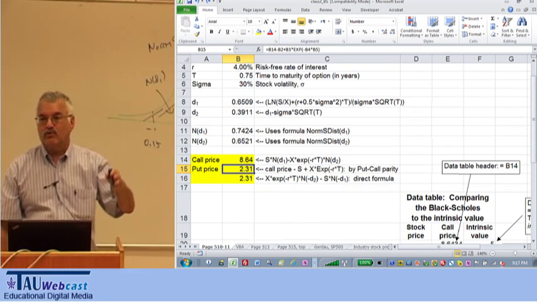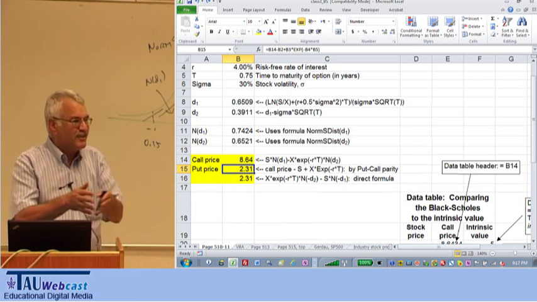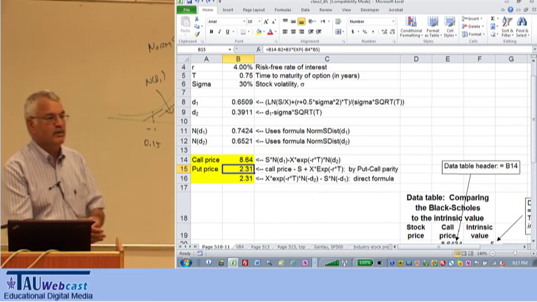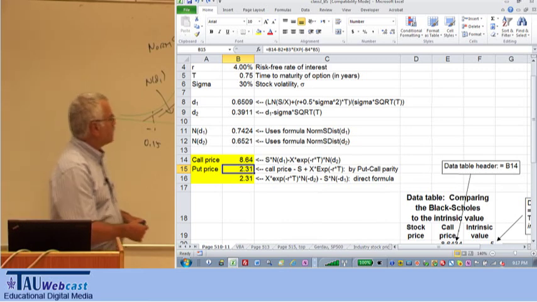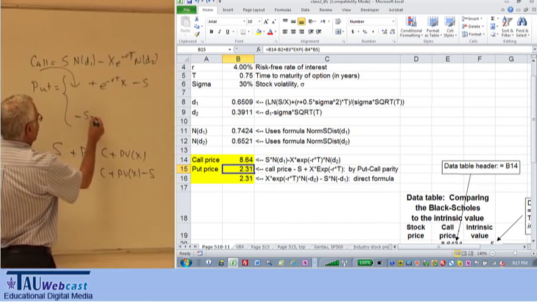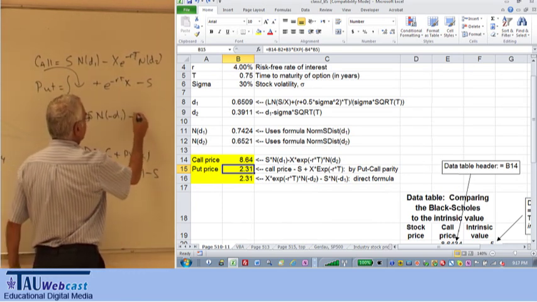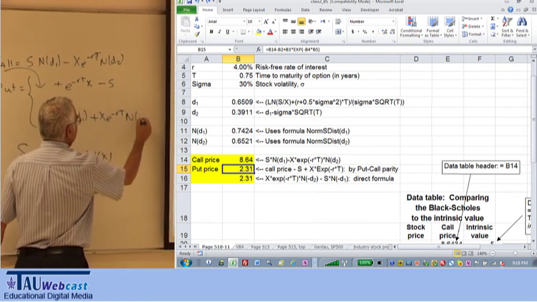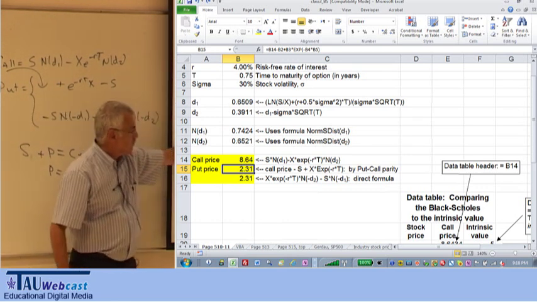There's also a direct formula. Of course, the direct formula and put-call parity are not different formulas. This is the same thing. It's just doing a tiny bit of algebra on the normal distribution. The direct formula is minus S N(minus D1) plus X e to the minus RT N(minus D2). That's what I did here.